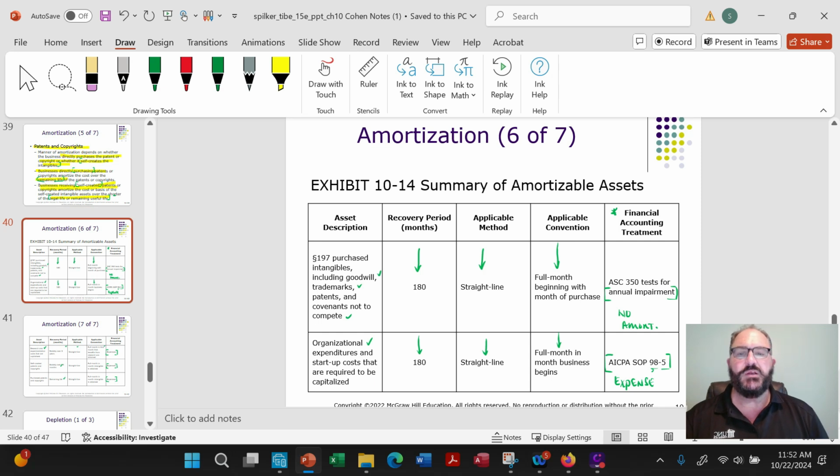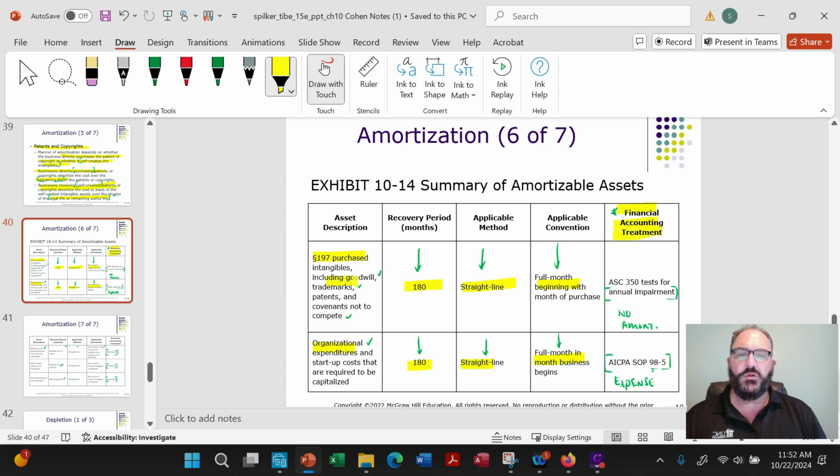By the way, here's the summary of the chart. You know, again, this would be handy to have for a test, I think. 197, straight line, 180 months. When does it start? Organizational expenditures, 180. When does it start? First month. And by the way, notice here financial accounting treatment.